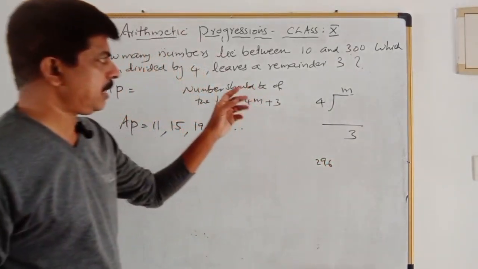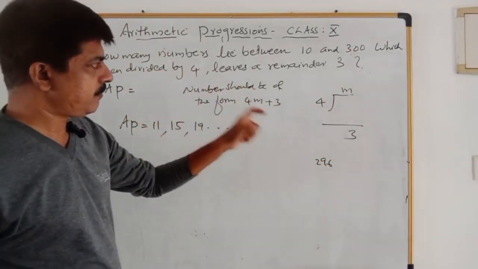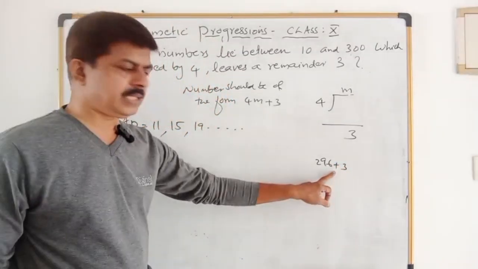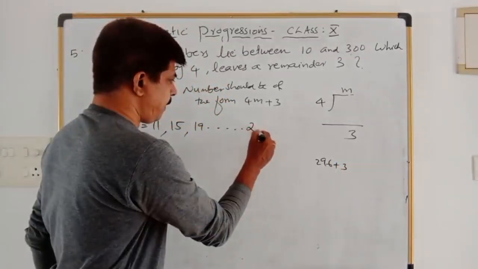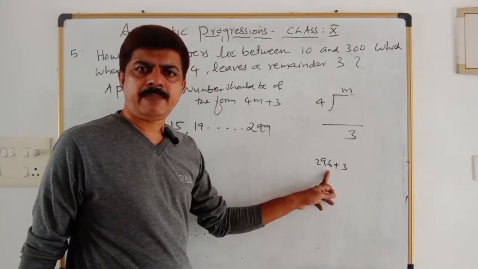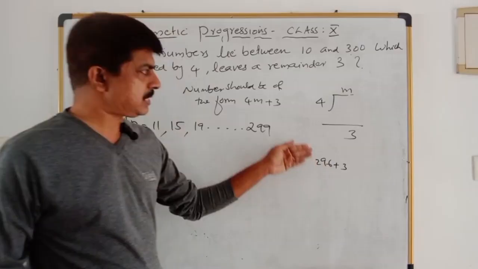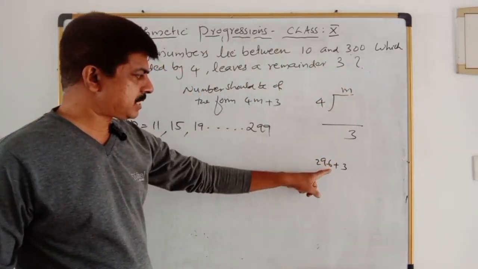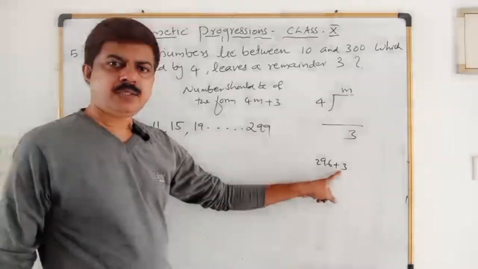296. But we don't want the number which is divisible by 4. When divided, we should get remainder 3 also. So we will be taking the last number 299. 296 is divisible by 4, but we want the number which, divided by 4, leaves a remainder 3. That is the reason we added 3 to 296.